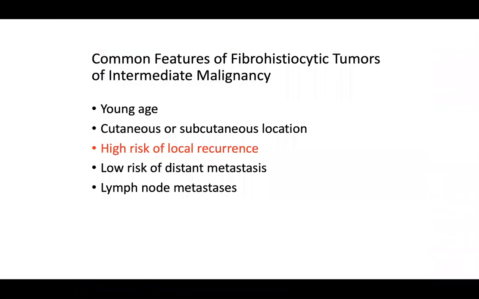But what are some common features of fibrohistiocytic tumors of intermediate malignancy? So commonly they're in younger people, unfortunately, and they can be a cutaneous or subcutaneous lesion with a high risk of local recurrence, a low risk of distant metastasis, and lymph node metastasis as well.